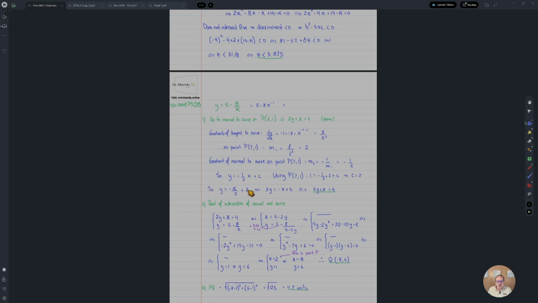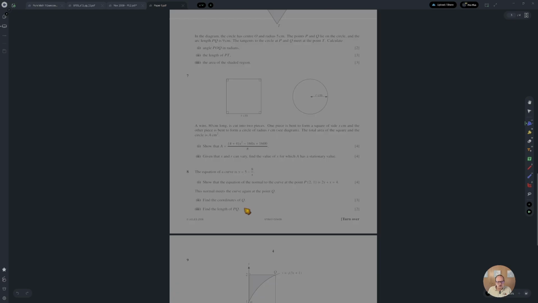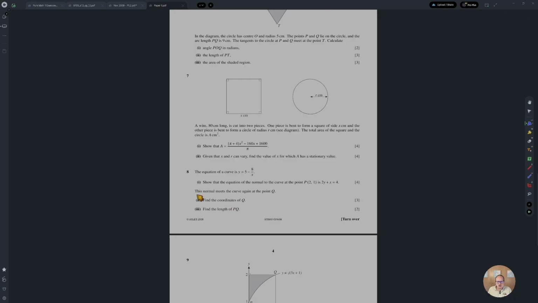So this is going to be in the form y equals mx plus c, the equation of the curve, but they want it in that form. So get rid of the denominator and organize things so you get 2y plus x equals 4. Now the question continues. This normal meets the curve again at point Q. Find the coordinates of Q.